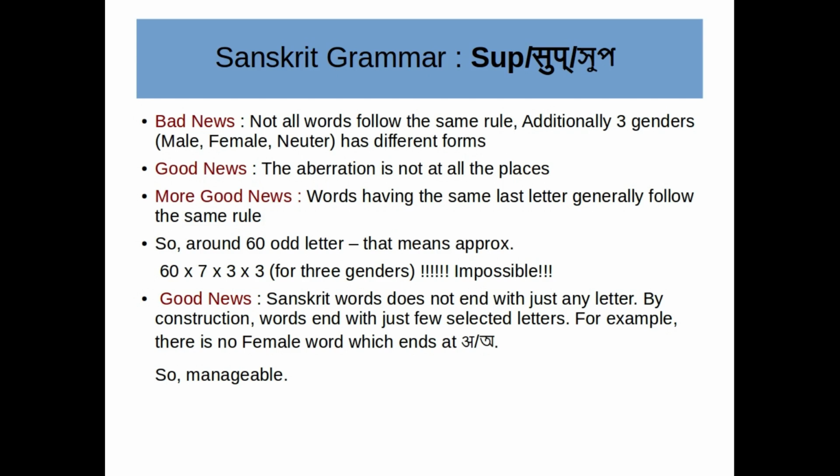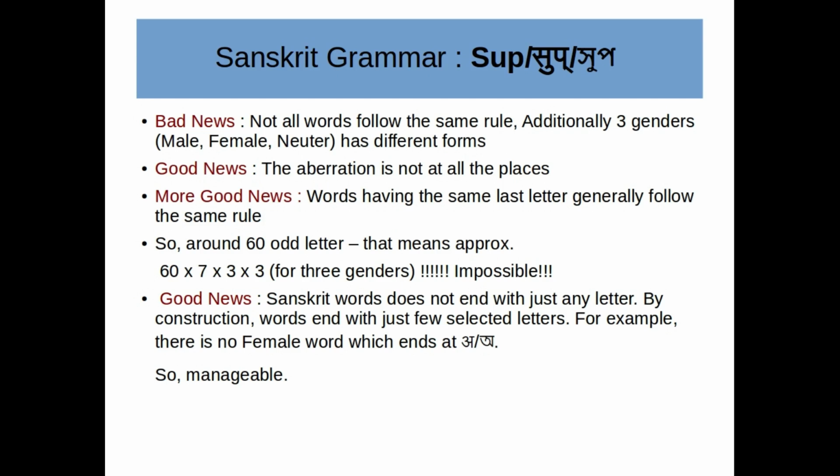There is some more good news. Words having the same last letter generally follow the same rule for subvibhakti. So, we have a 7 cross 3 table and we have 3 different tables for 3 different genders. And let's say we have around 60 odd letters in Sanskrit. That means we have to memorize 60 cross 7 cross 3 cross 3, which is a lot. So it's kind of impossible to memorize that many subvibhaktis.